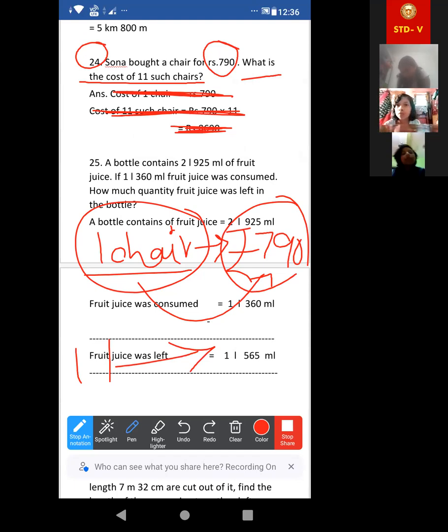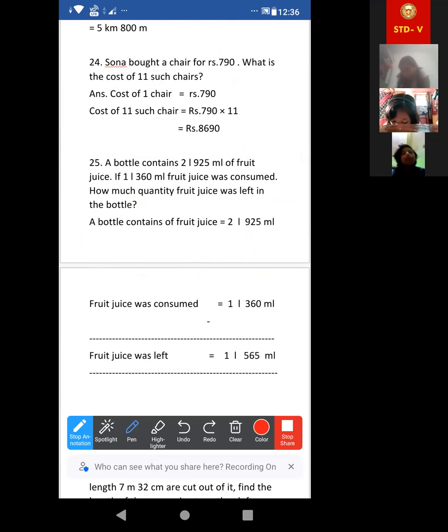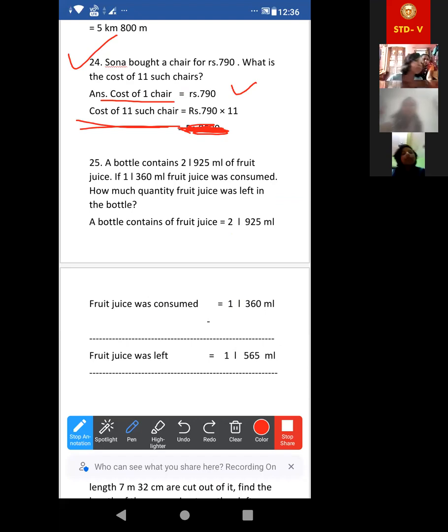Now just look at this. Write the statement properly. Cost of one chair. I am just covering the answer only. Do the multiplication yourself. Cost of one chair is rupees 790. Cost of 11 chairs. Write the statement properly. Each and every day I am saying to write the statement properly, otherwise there will be marks deduction.